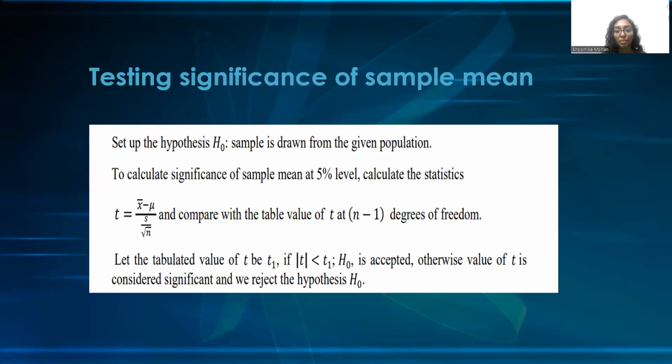Testing significance of sample mean. Set up the hypothesis H0, that is, sample is drawn from the given population. To calculate significance of sample mean at 5% level, calculate the statistic t equals (x bar minus mu) by (s by root n) and compare with the table value of t at n minus 1 degrees of freedom. Let the tabulated value of t be t1. If absolute t is less than t1, H0 is accepted, otherwise value of t is considered significant and we reject the hypothesis H0.